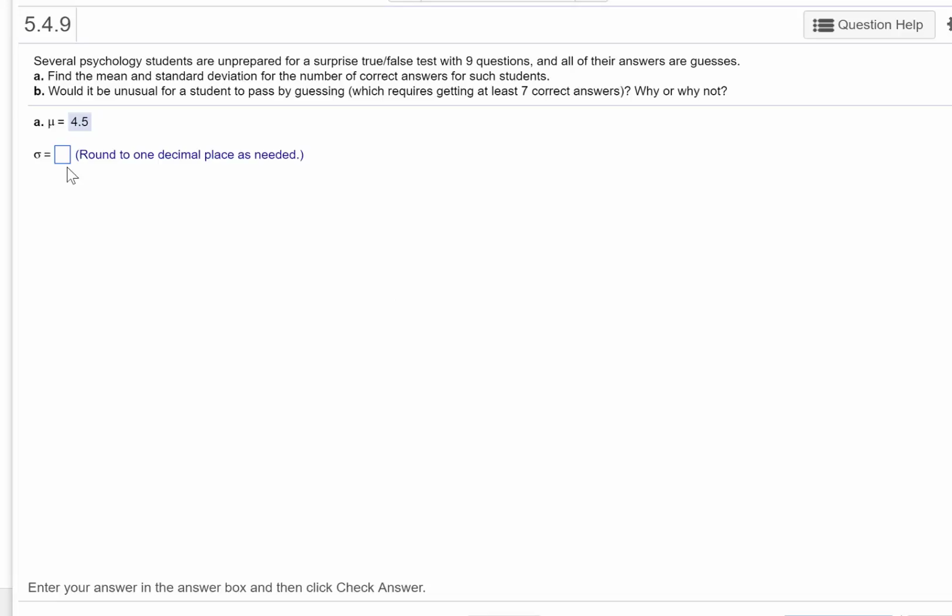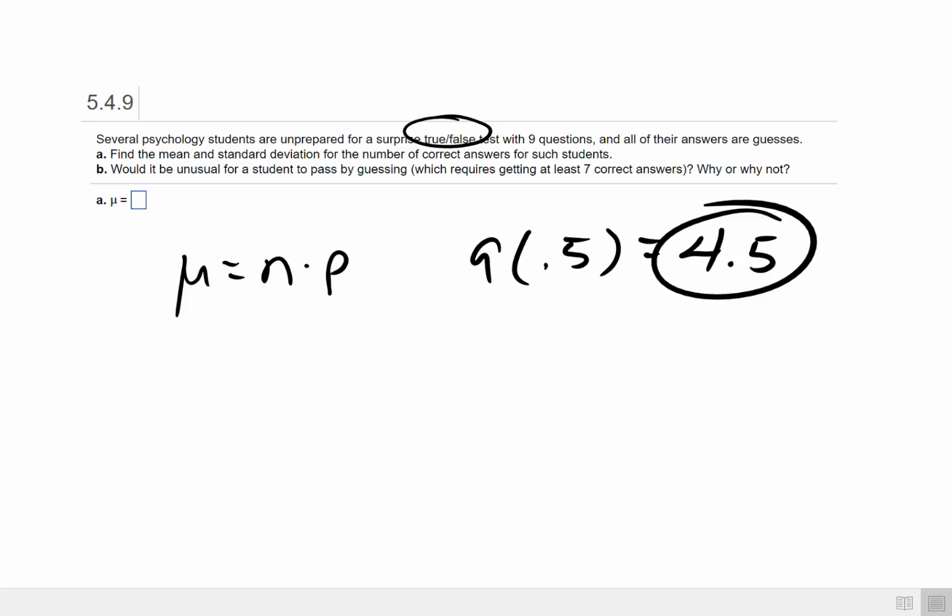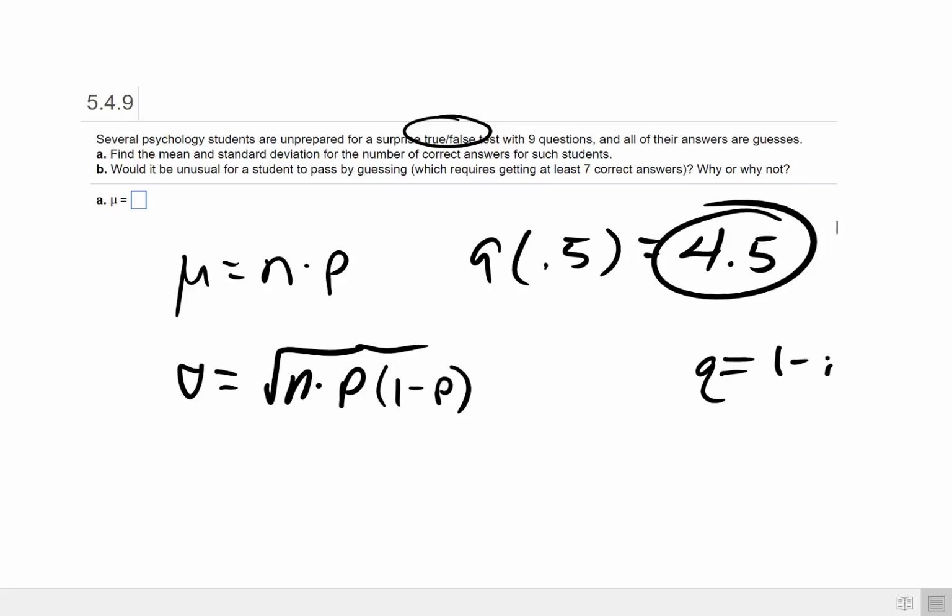Okay, now we're asking for the standard deviation. And recall from the video or from the reading that standard deviation is the square root of n times p times, I think this book uses q, we can just say 1 minus p. If they did use q, q is just 1 minus p. It's just an easy way to write 1 minus p with one letter rather than putting 1 minus p in parentheses.